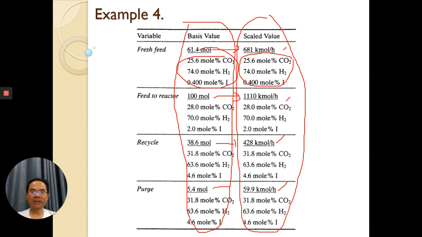Please note that because all of this is based on mole percent, the fraction is the same. You do not need to multiply the fraction by 11.1, you only modify the total amount of each stream. For this, you can calculate.